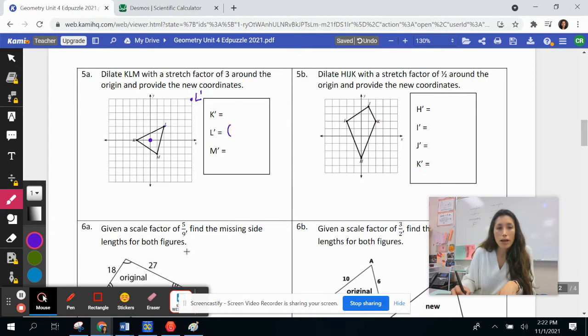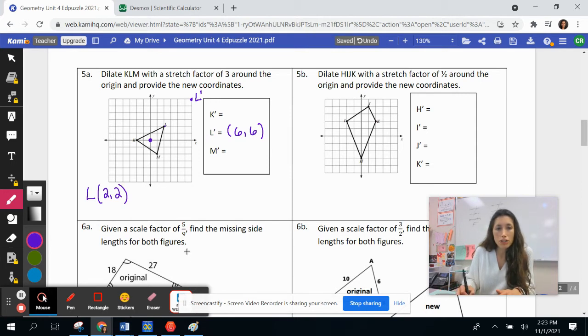Now for L prime, that's at 1, 2, 3, 4, 5, 6, and then 1, 2, 3, 4, 5, 6. We're going to write down that coordinate, 6, 6. Now, the other strategy, since it is dilating from the origin, I know that the original L is at 2, 2, right here. If I multiply that by my scale factor 3, I'm getting 6, 6. So either strategy works, okay?